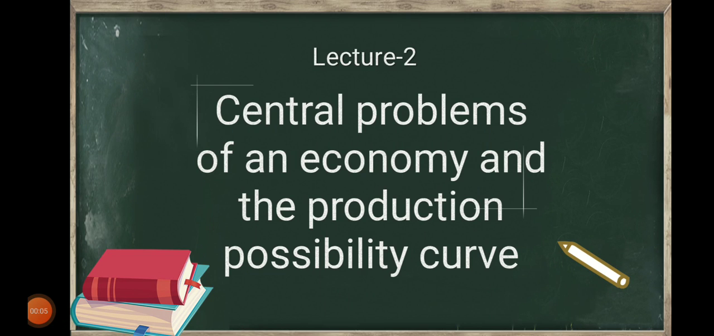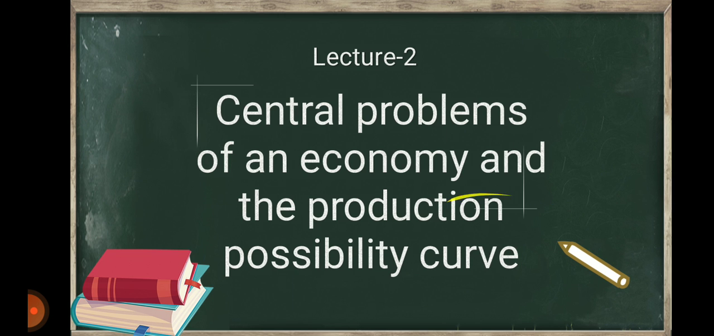So this is our second session in economics. In this session, we will be covering the topic central problems of an economy and the production possibility curve. So what are central problems? These are actually problems which are faced by every economy and they relate to the production or the generation of goods and services and their distribution among the masses of the country.